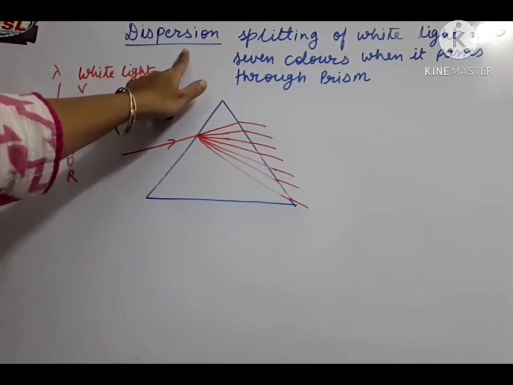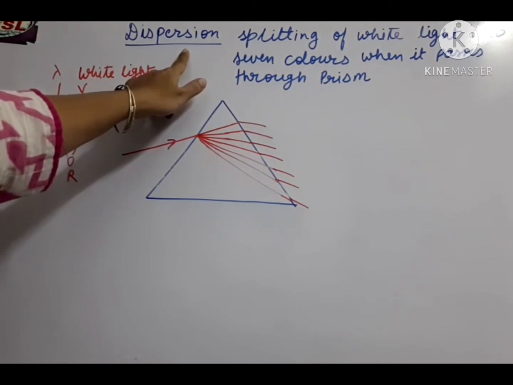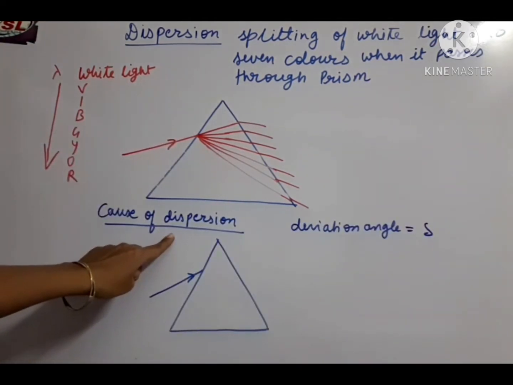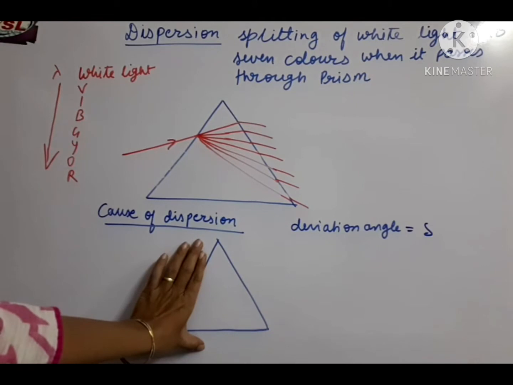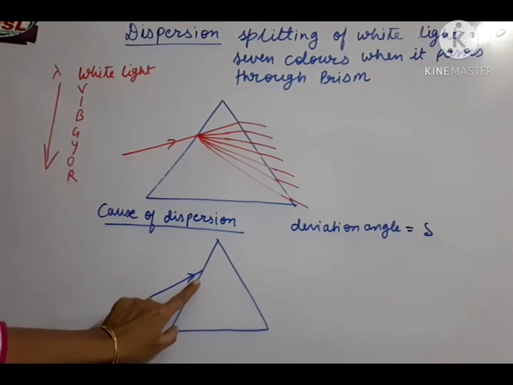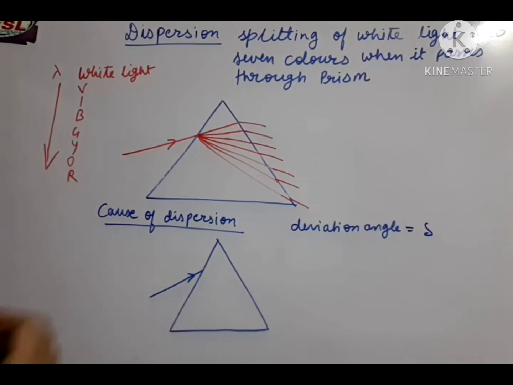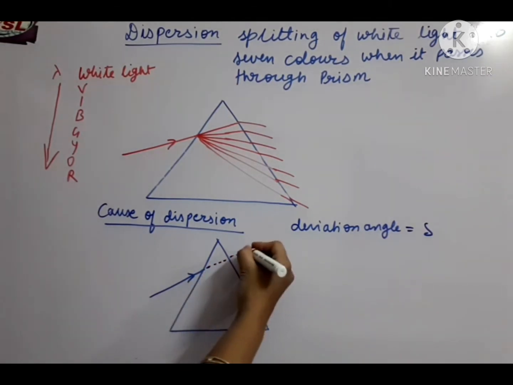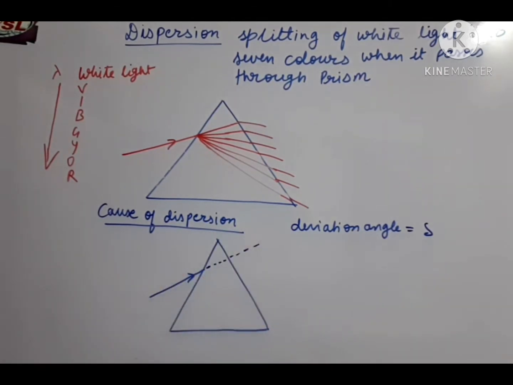Now why does dispersion take place? That answer we need to know. So let us understand this with the help of Cauchy's formula. Let us understand the cause of dispersion. We will draw the diagram of the prism again, taking a single color. Suppose a single color light is incident on the prism. This should be the original path of the incident light.